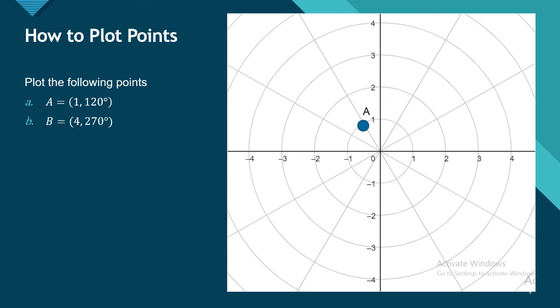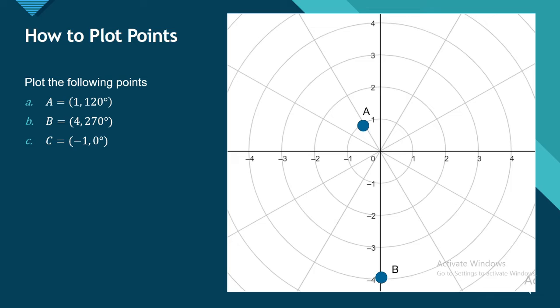How about B? Point B is 4 units from the pole. So you pay attention to the circle whose radius is 4. And then, starting from the positive side of your horizontal axis, you will trace an angle that is equal to 270 degrees. Okay? So this is 90, this is 180, and this is going to be your 270 degrees. Point B is going to be this point with coordinates 4 and 270 degrees.